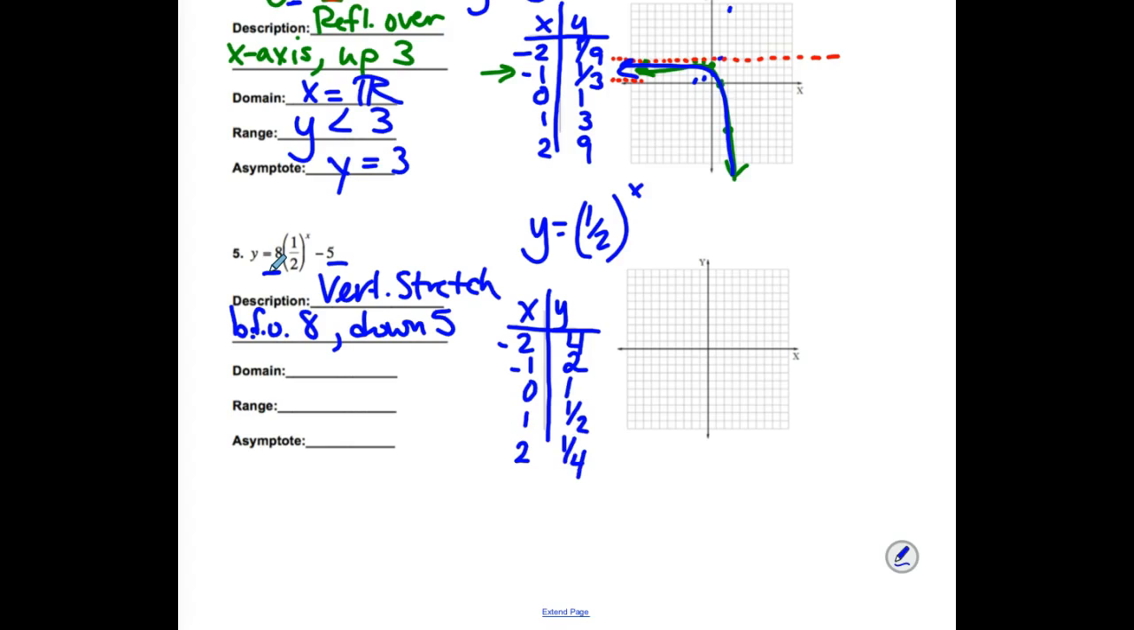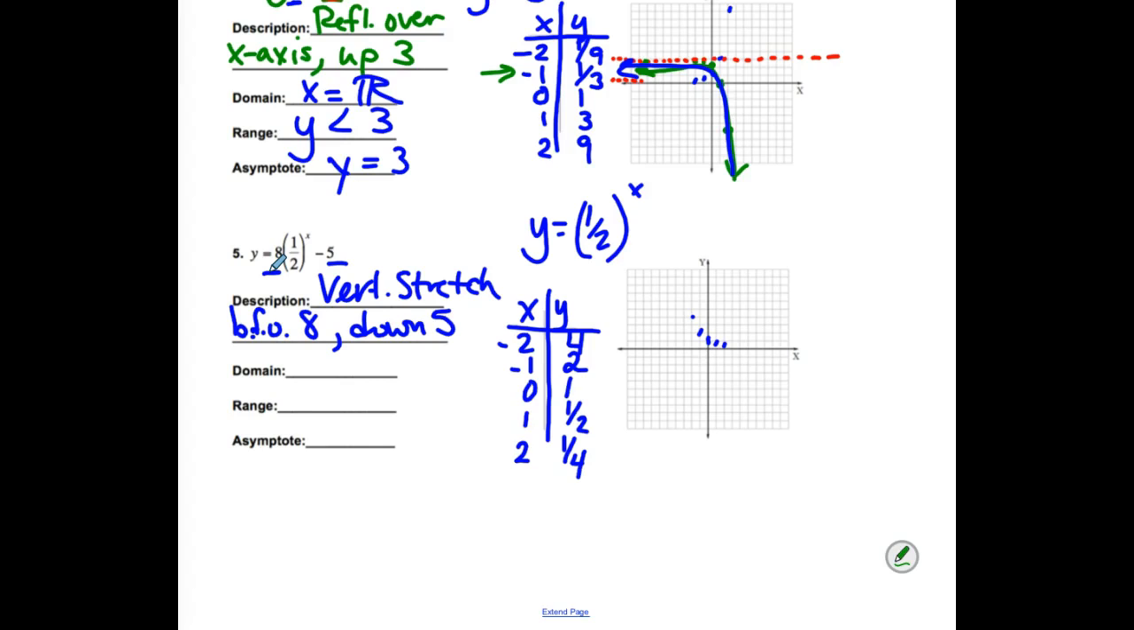So I'm going to graph those on my picture here. -2, 4. -1, 2. 0, 1. 1, 1/2. And 2, 1/4. So we're getting closer and closer. It's a decay situation, getting closer and closer to the x-axis.